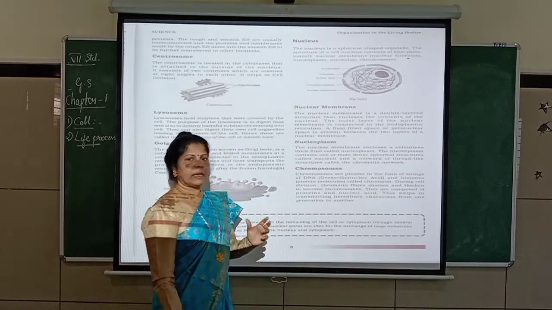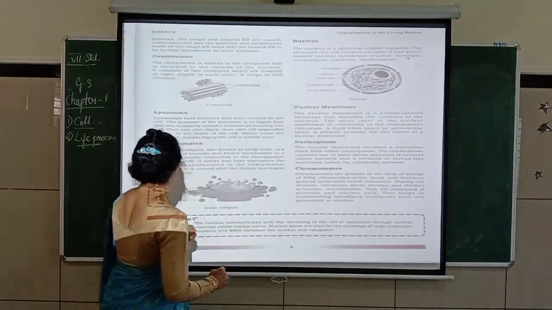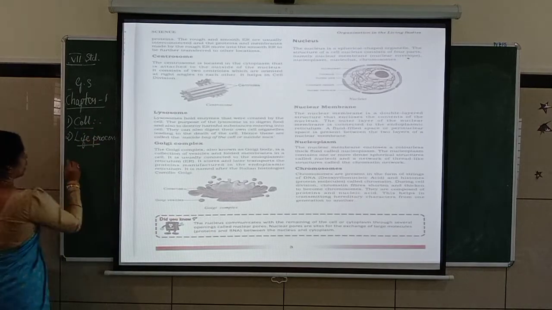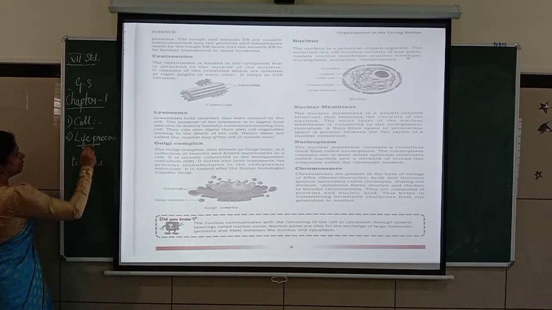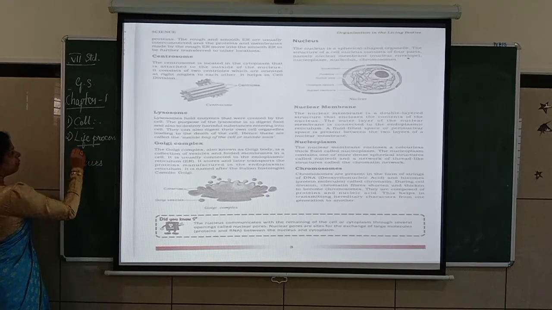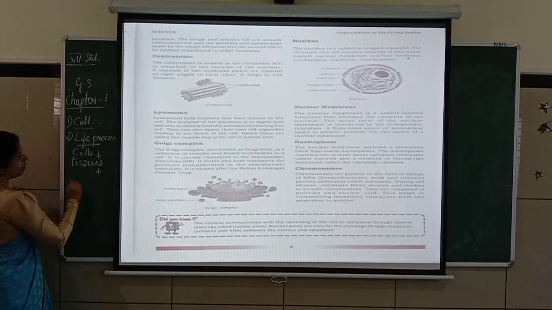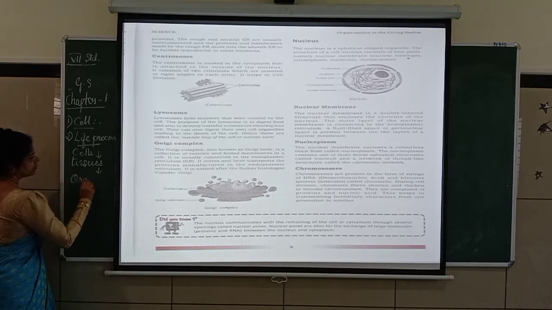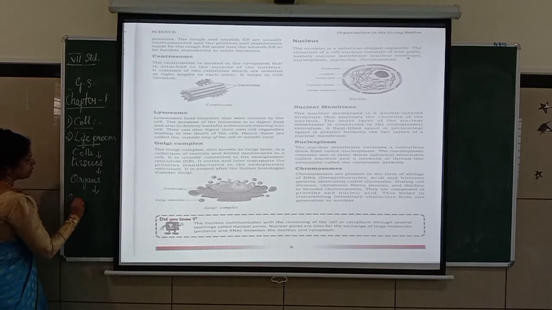Okay. So, when the cells join together, what do the cells form? A group of cells will form tissues. First you understand this, then I will tell you this. A group of cells will form tissues. A group of tissues will form organs. And a group of organs will form organ system.